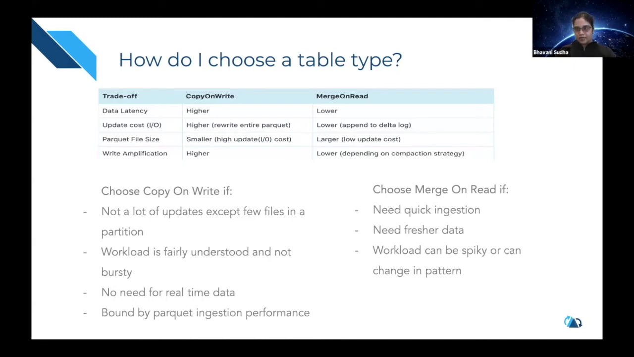The write amplification is higher in copy on write because even for a few bytes of update, we'll have to rewrite the entire file. This is again lower on the merge on read side.